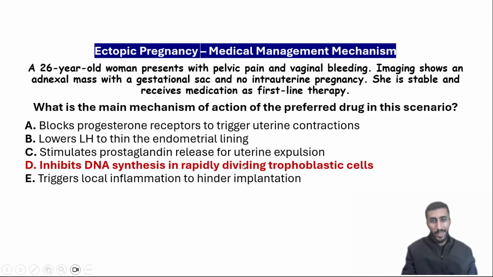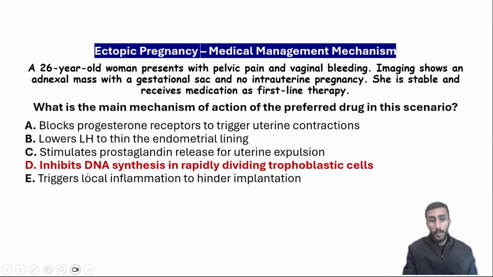C, which is the stimulation of prostaglandin release, a prostaglandin E1 agonist. This is also used in abortion. It increases uterine contraction. So this is a wrong answer, because this patient has an ectopic pregnancy, where the baby is not in the uterus. If we increase uterine contraction by stimulating prostaglandin or giving mifepristone as a progesterone partial agonist, the baby is outside. We need to kill these cells, this gestational sac and yolk sac. We're going to kill these rapidly dividing cells.